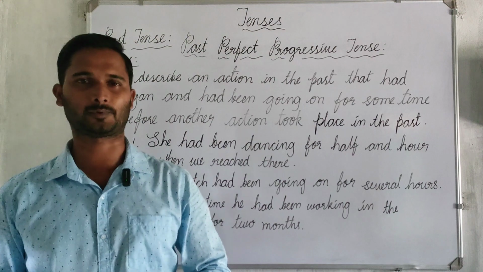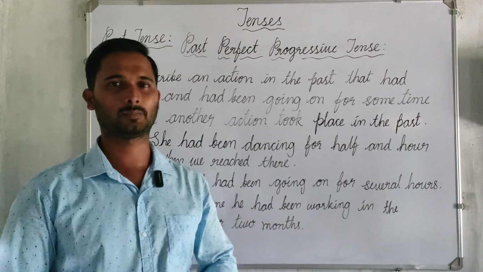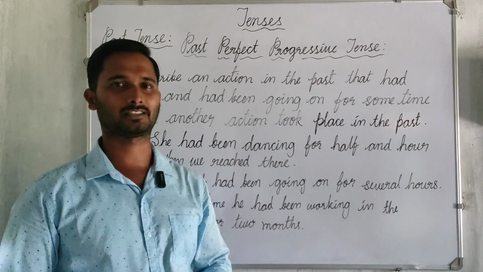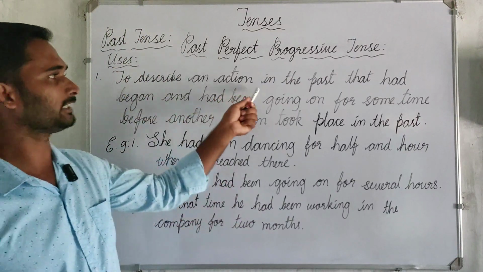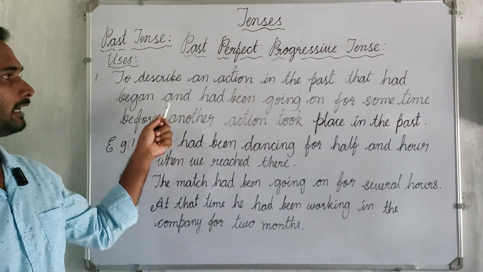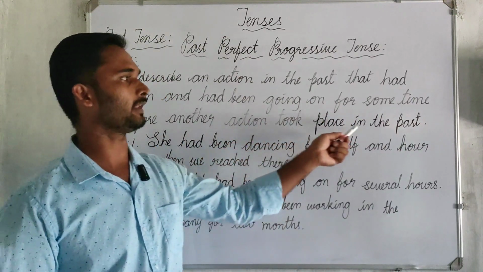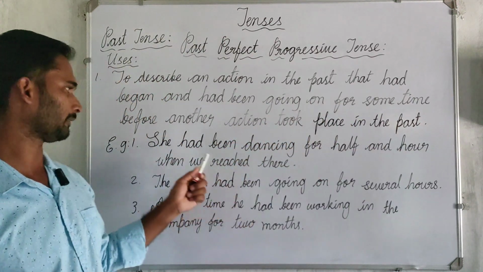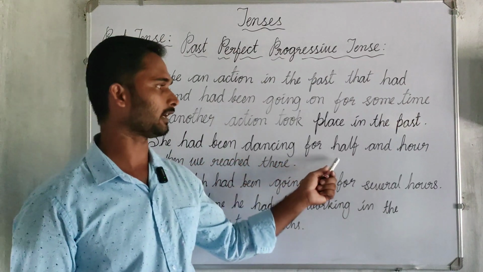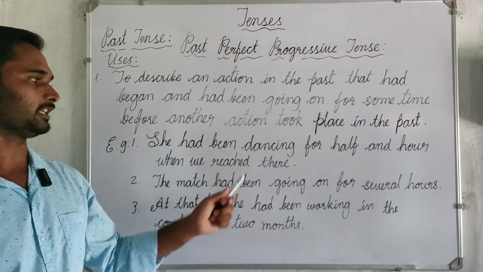The past perfect progressive tense, or we also call it the past perfect continuous tense, is used to describe an action in the past that had begun and had been going on for some time before another action took place in the past. Some examples. She had been dancing for half an hour when we reached there.